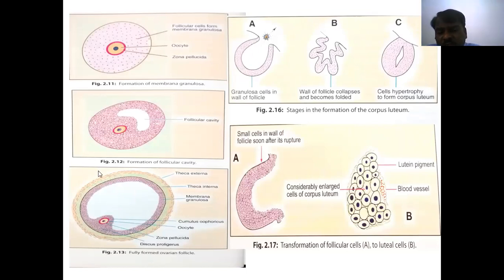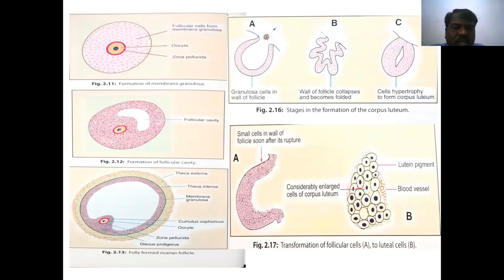Ovulation: the oocyte is shed out from here and comes outside. How is it released? The granulosa cells in the wall of the follicle rupture, and the oocyte comes outside. We can identify this at 14 days of the menstrual cycle. The ovum is released at ovulation.